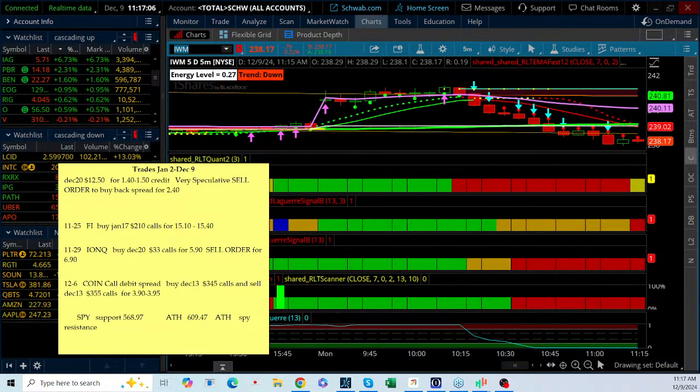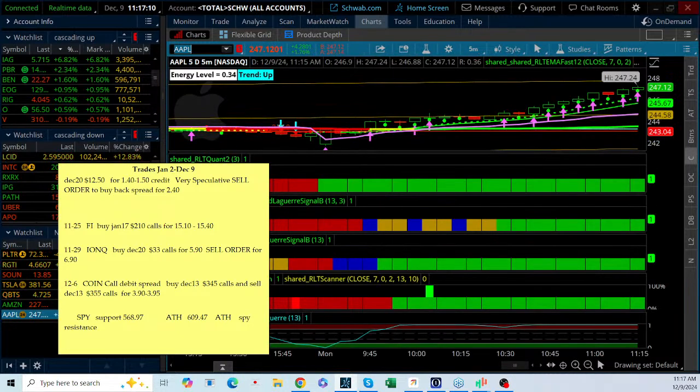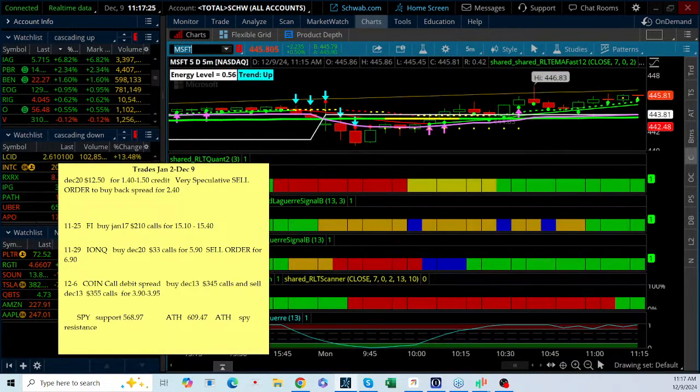Again, fairly bearish day right now in the market. Apple's been outperforming pretty strongly here today. Very, very good relative strength in Apple. Microsoft too actually looks pretty decent on the long side.